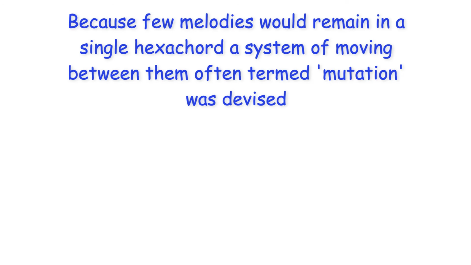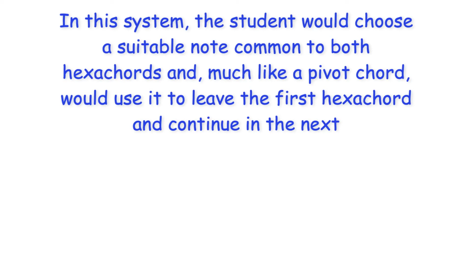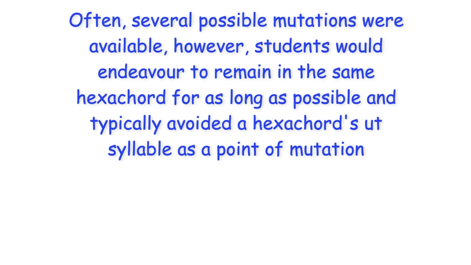Because few melodies would remain in a single hexachord, a system of moving between them, often termed mutation, was devised. In this system, the student would choose a suitable note common to both hexachords, and much like a pivot chord, would use it to leave the first hexachord and continue in the next. Often several possible mutations were available, however students would endeavour to remain in the same hexachord for as long as possible, and typically avoided a hexachord's ut syllable as a point of mutation.